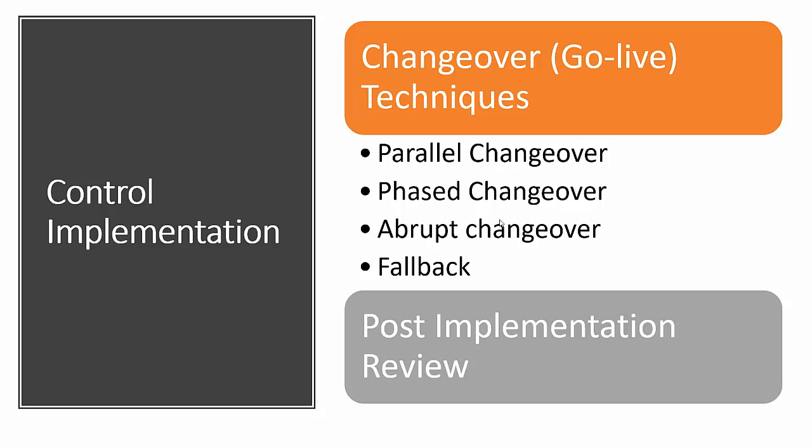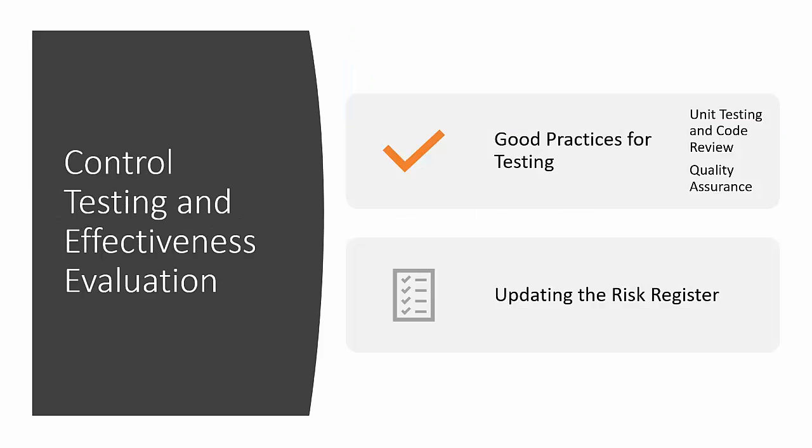And whatever learning we have from the changeovers is part of the post implementation review. Now, whenever we are implementing any controls, we go for some good testing. For example, when we are building a control itself, like small modules we are building, during that time we can do the unit testing and code review of the control. We also check quality assurance to make sure the control has the necessary features and is aligned with the business objectives.